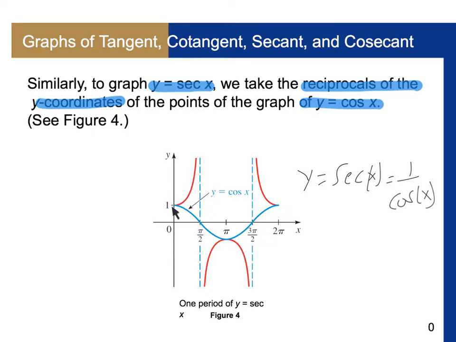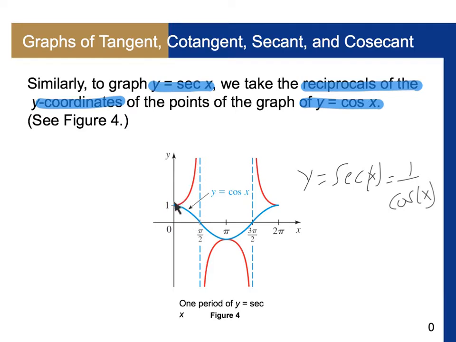So when y is 1, 1 over 1 is 1, so they're the same. When y is negative 1 for the blue, 1 over minus 1 is also minus 1. So those are the same, and then it's the same here for 1 and 1. But as we get to fractional values of cosine, like a half, our secant, the red, will be 2. If we get to a third here, we'll have 3. If we get to 1 over a million here, then we have a million here.